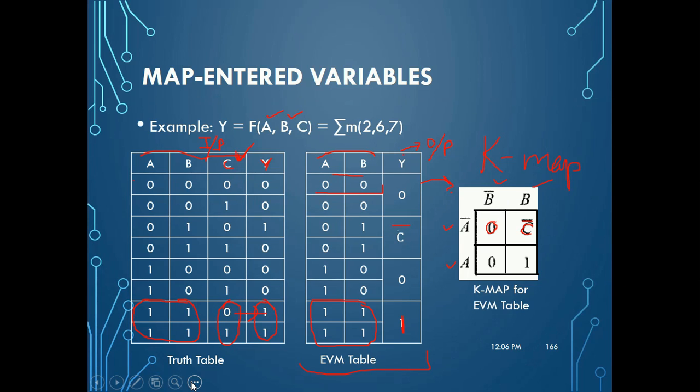And when A is 1 and B is 0, you get 0 as the output. And when A is 1, B is 1, you get 1 as the output. So this is what you can see here.